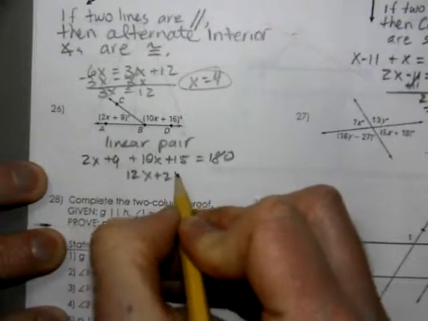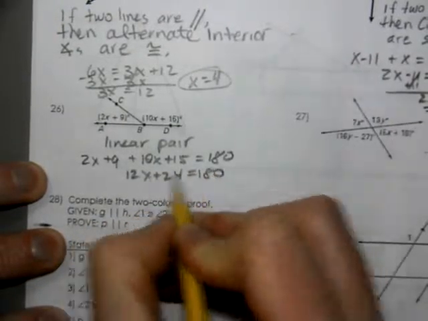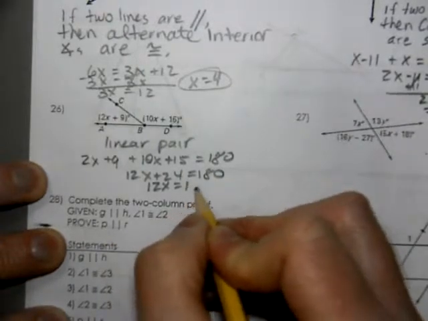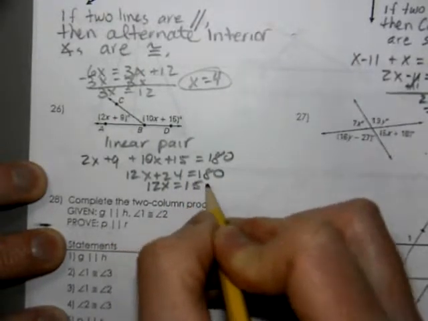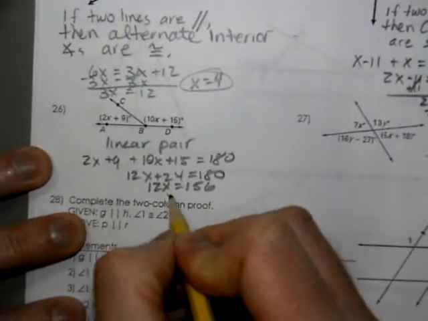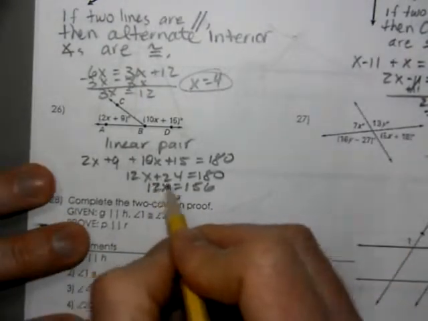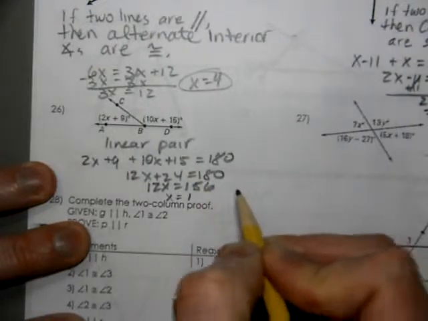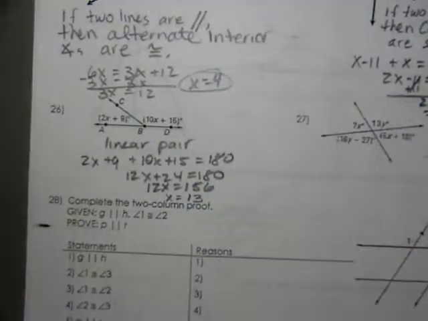12x plus 24. Subtract the 24 to get 156. Divide by the 12. 12 goes into 15 one time with 3 left over, and goes into 36 3 times. So x is going to be 13.